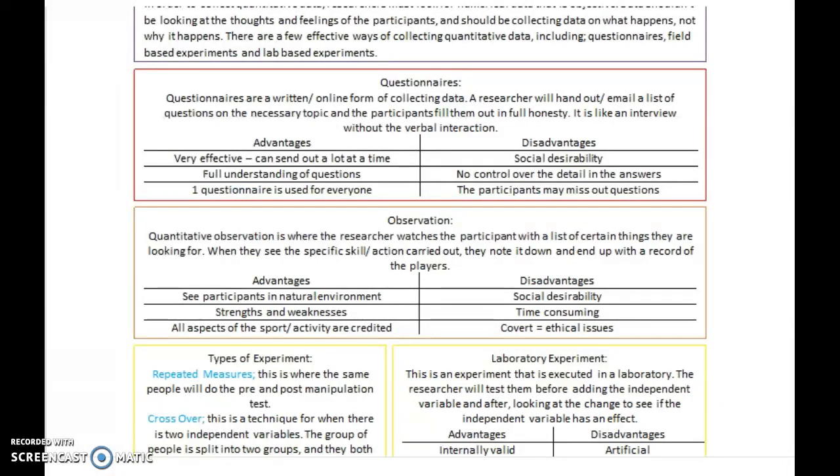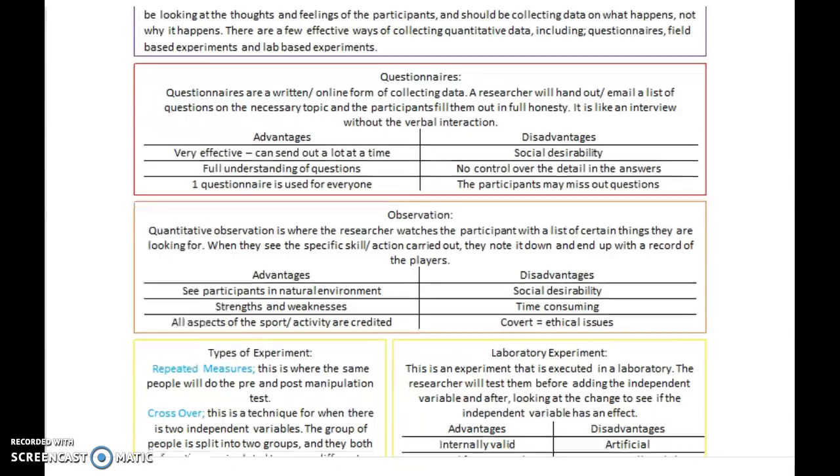Questionnaires, again, you can send out a lot. Sort of the same as qualitative. Send out a lot, get a lot of answers very quickly, not very expensive, but social desirability might change your answers just to please the researcher. No control in detailing answers, and participants may just miss out questions and you're not getting your data.